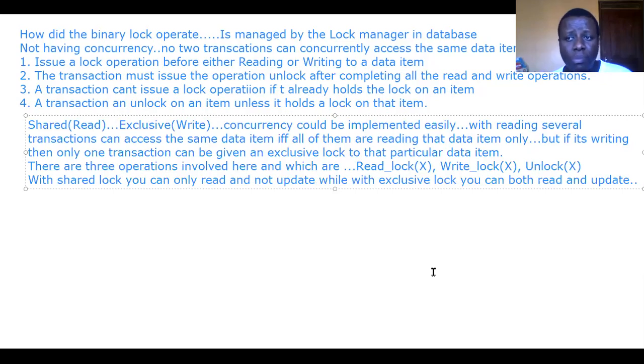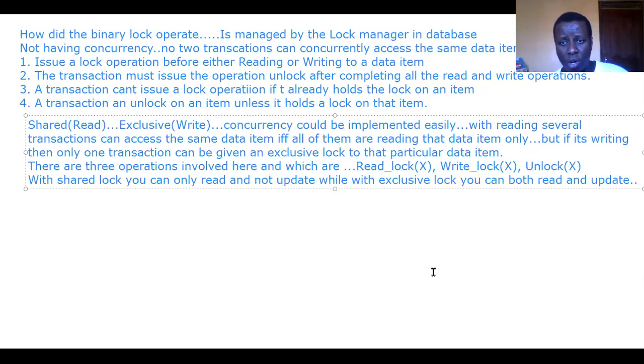Now, an issue comes up when you want to issue an exclusive lock. With an exclusive lock, that data item must be unlocked. If it's locked, even by a shared lock, and you want an exclusive lock, you cannot access that data item. Why? You would be given an exclusive lock and change that data item while another person is still using it, and that is wrong.